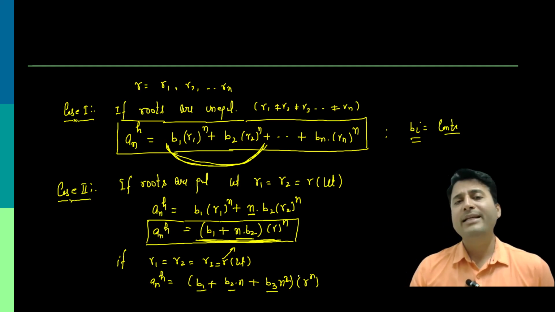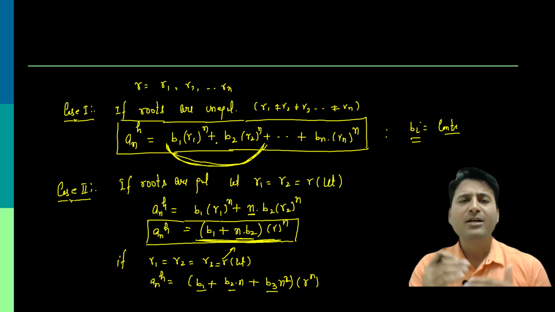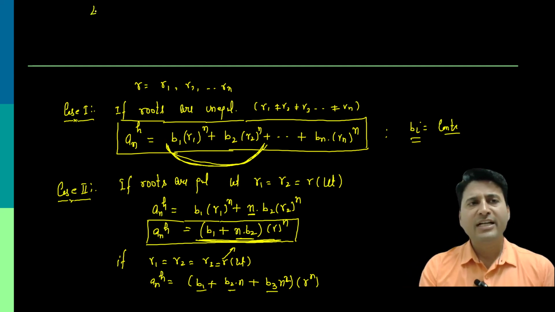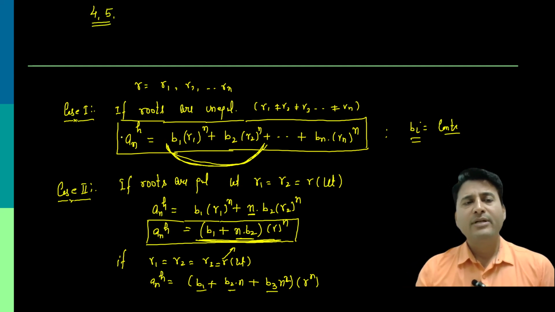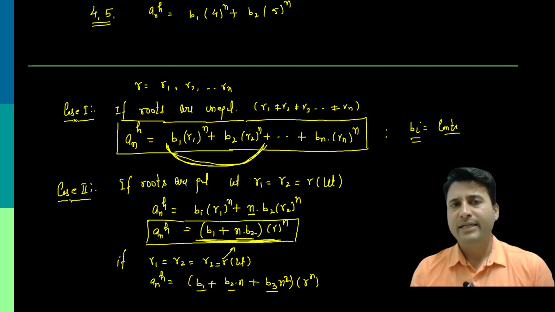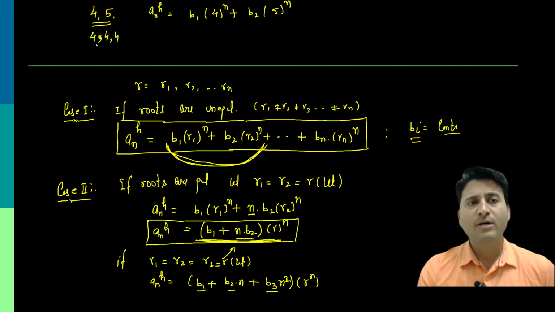Now, it's not always that an equation has roots in one specific case. The roots can be a combination of the two. For example, suppose I solve the equation and its roots come out as 4, comma 5. So what will be the homogeneous solution for this? The homogeneous solution will be b1 into the first root to the power n plus b2 into the second root to the power n. On the other side, if roots are equal, suppose I get the roots of the equation as 4, comma 4, comma 4.